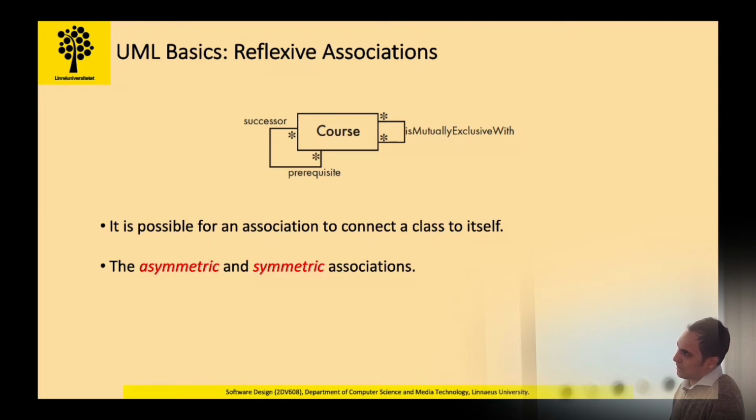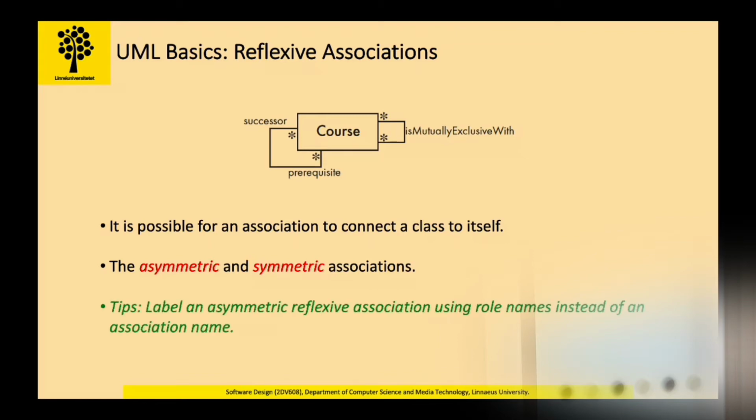Courses can be prerequisites of other courses, and if you have done some prerequisite course, that means you can take a certain successor course. So there are two different relationships between the courses that you can express for one class. And then there are courses that are mutually exclusive. It doesn't think about successor or prerequisite; it only considers whether the courses are independent of each other or not. So you can specify this kind of reflexive association in the UML model.